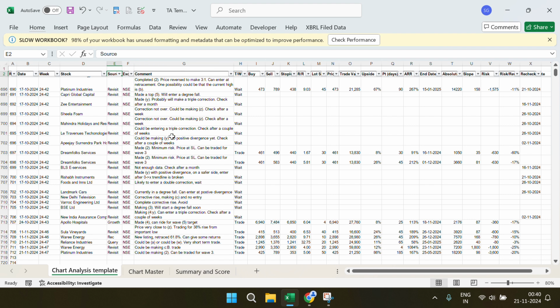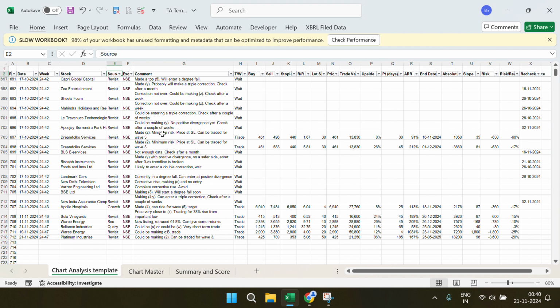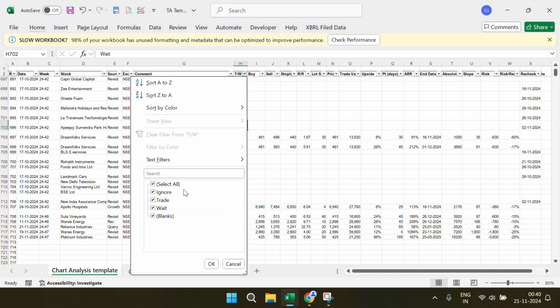This is the comment, and this is the overall view. Like, what is the view which is making me decide, or which is making me believe that it should be a trade or I should just exclude it. So trade or wait is my way of saying ignore, trade, or wait. Wait as in time is not right, things are not in place, probably we should revisit or whatever.